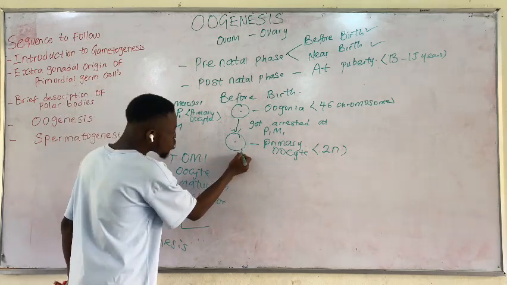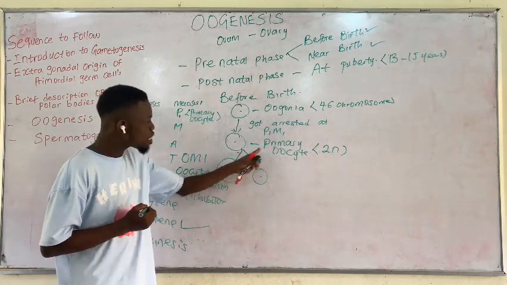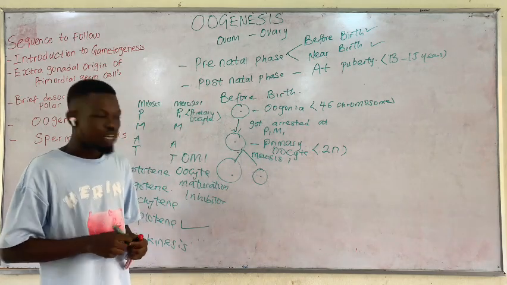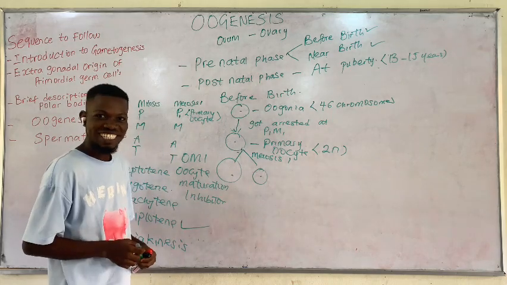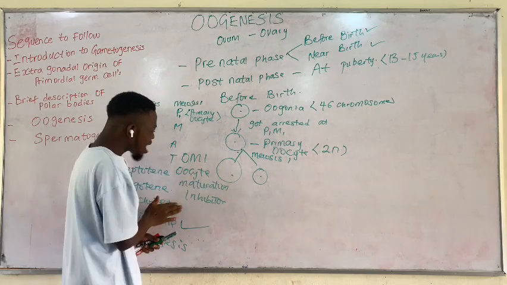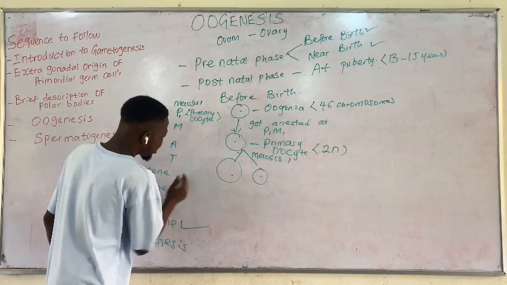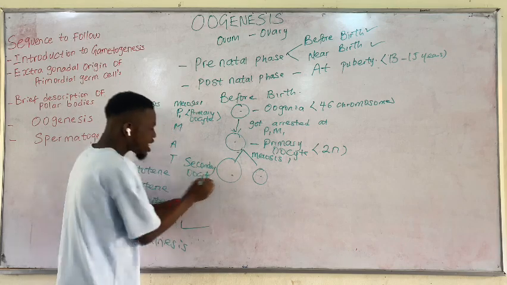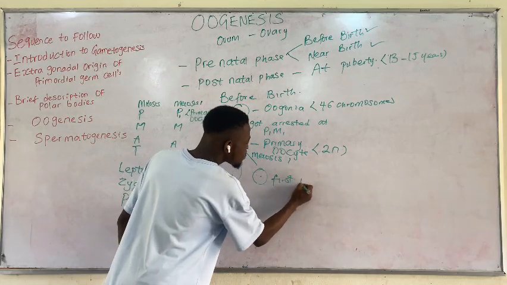So we have the formation of what? 2 daughter cells that are formed when the primary oocyte completes meiosis 1. If you notice, these 2 daughter cells have unequal size. One is much bigger, the other is much smaller. This one that is much bigger is what we call the secondary oocyte. Then this one that is much smaller is what we call the first polar body.